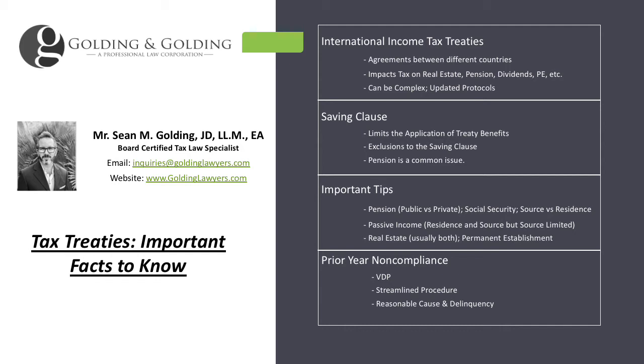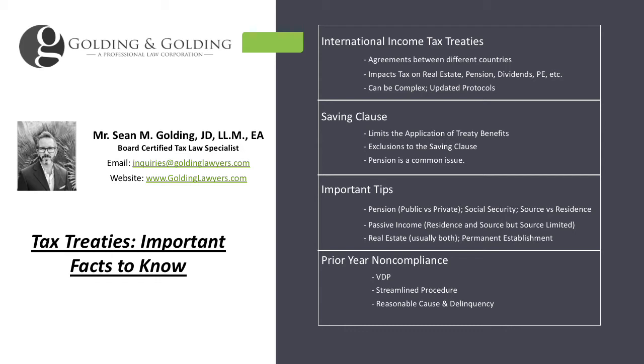The first thing to keep in mind when you're reading a tax treaty is the saving clause. Now, the purpose of the saving clause is to impact the application of treaty benefits. So, in a common example, which we'll deal with in a minute, if a person resides in a foreign country, in that foreign country, pension may only be taxable in that foreign country. So if that foreign country doesn't tax pension, then the U.S. person, for example, would get away scot-free without paying any tax.